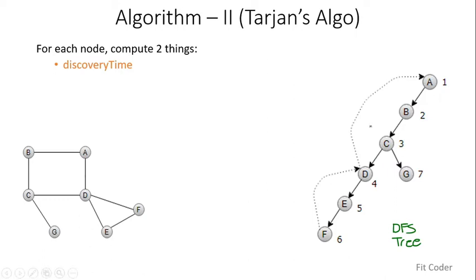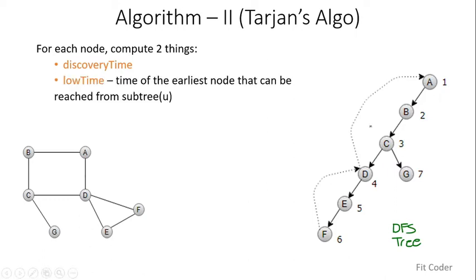The second thing that we have to compute for each node is the low time. Low time means the time of the earliest node that can be reached from the subtree of U.